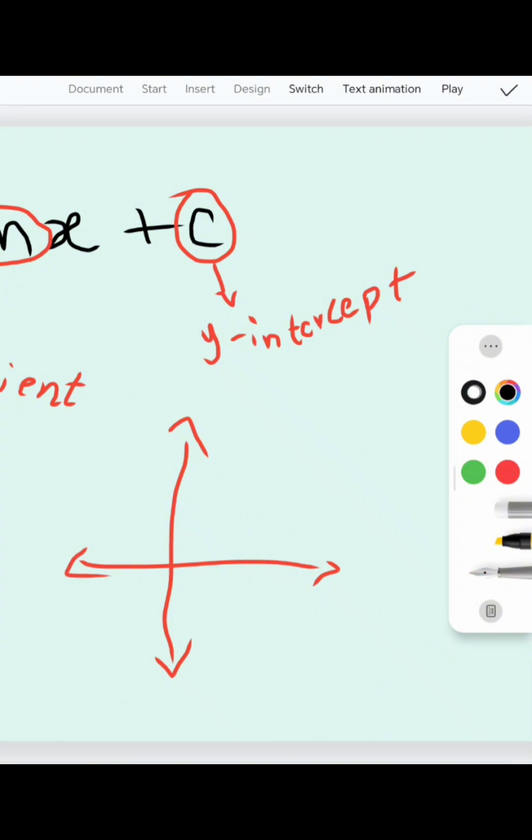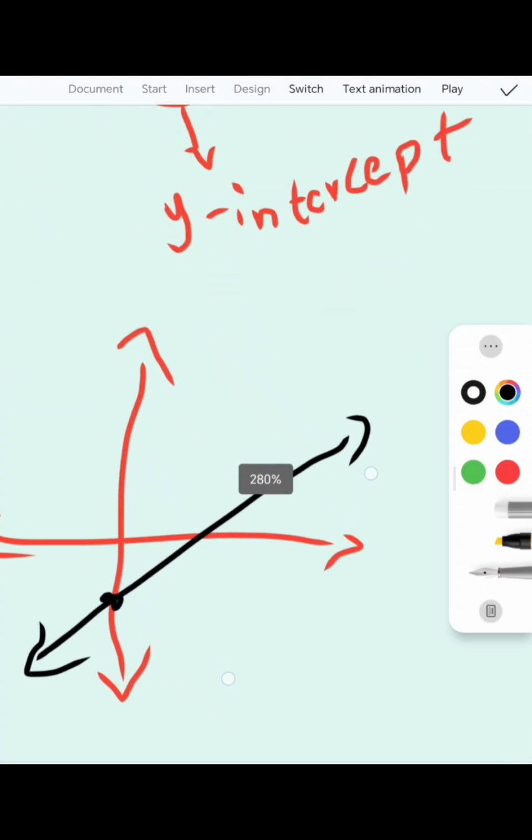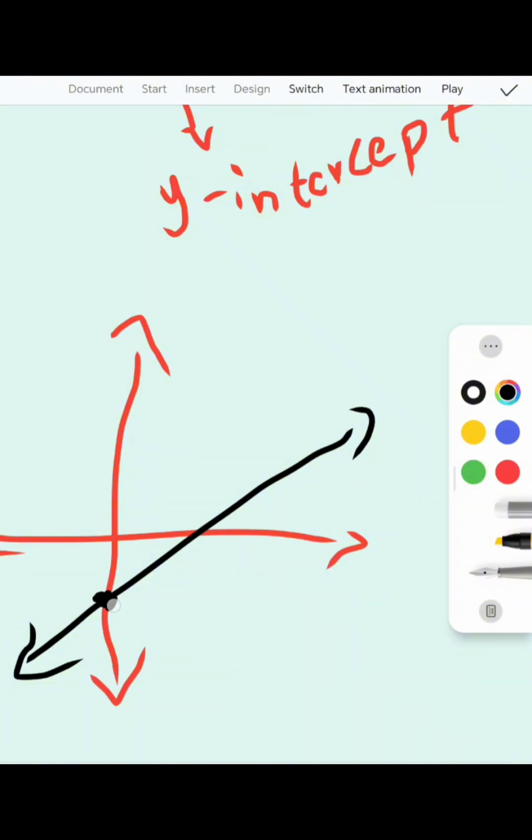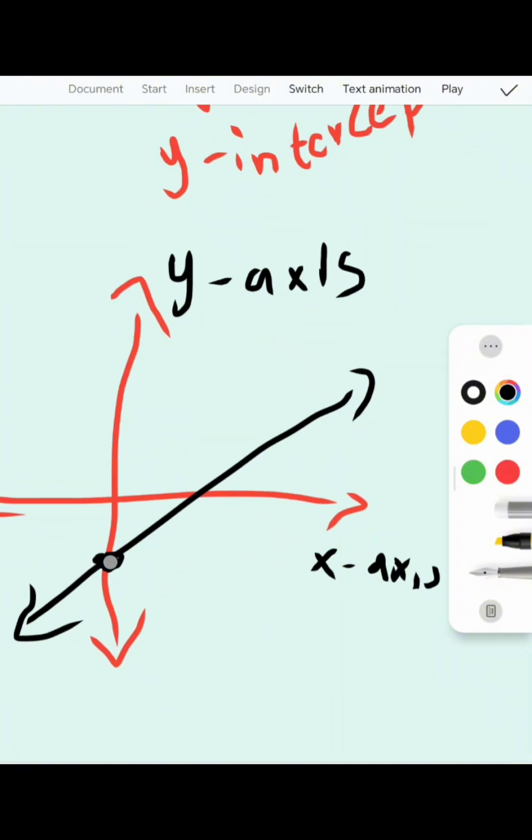So when you draw your graph, it is maybe something like this. Let me say you're drawing your graph, and your graph is going to be something like this. It simply says that where your graph touches the y-axis, this is the y-axis, and this is the x-axis. So where your graph touches the y-axis, it is called the y-intercept.